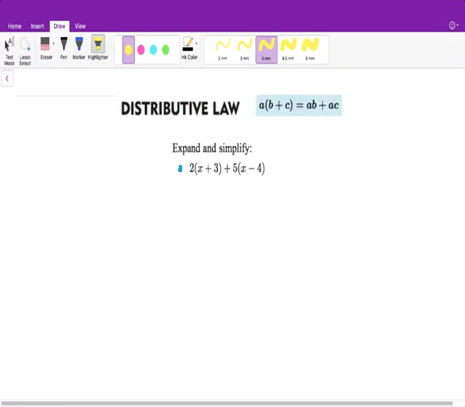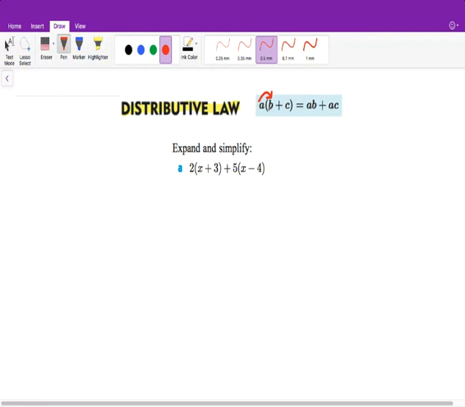All right, so the first question we're going to do is a regular distributive law. Anytime that we have a number or a variable written next to parentheses like this, it's telling us that we need to multiply. So one of the first ways that you can do this multiplication is you can just draw your arrow, and that's telling you that you need to multiply, and that's showing your work.